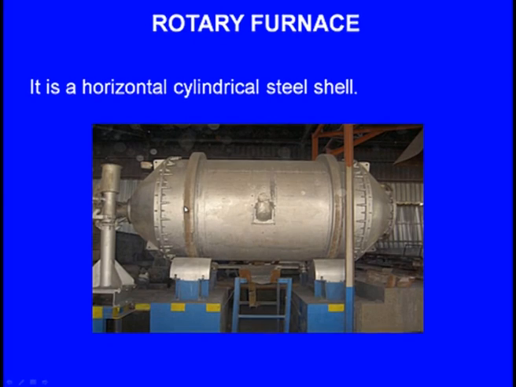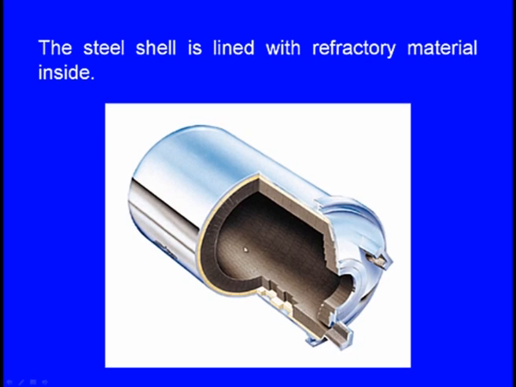Next one, let us see the rotary furnace. What is a rotary furnace? It is a horizontal cylindrical shell. You can see here, this is a horizontal cylindrical shell. The steel shell is lined with refractory material inside. So we can see here there is a steel shell, and inside we can see there is a refractory material, or the refractory lining, inside.